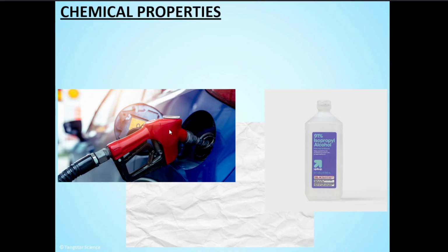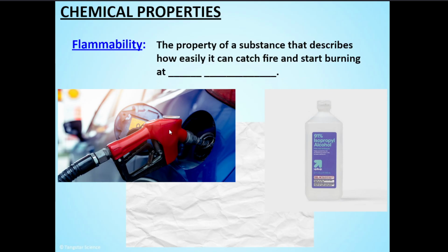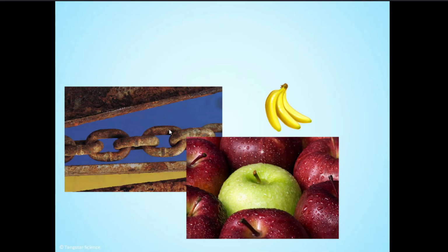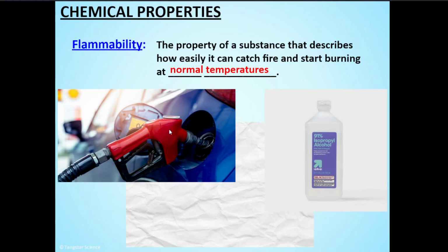So flammability is closely related, and it describes how easily a substance will catch on fire at normal temperatures. Again, that's the difference between combustibility and flammability. A substance can be combustible but not very flammable. Combustibility requires high heat to ignite. Flammability is just normal temperature.